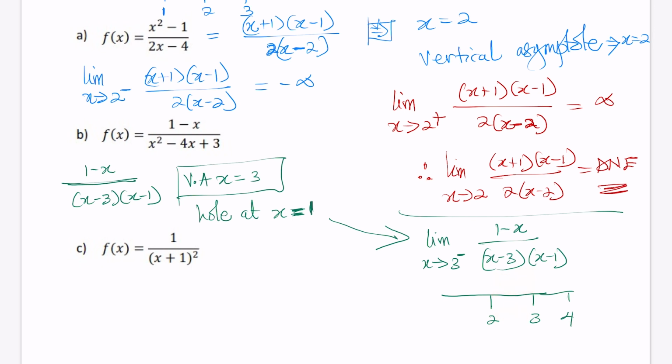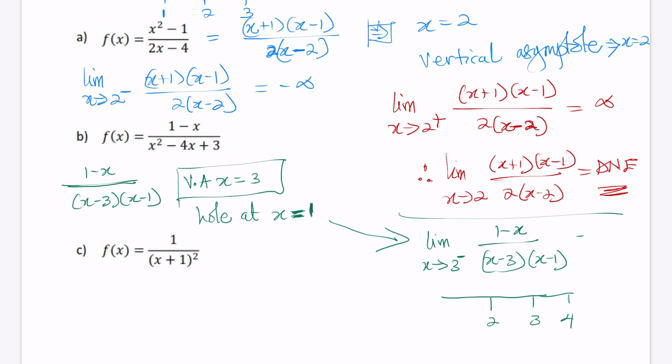So if I substitute 2.9 in place of x, what do I get? I get negative here. If I substitute 2.9 here, I also get negative. If I substitute 2.9 here, I get positive. Now, positive times negative is negative. Negative cancelling the numerator negative will give me positive. So this tells me that this guy is approaching positive infinity. So clearly, this gives me positive infinity.